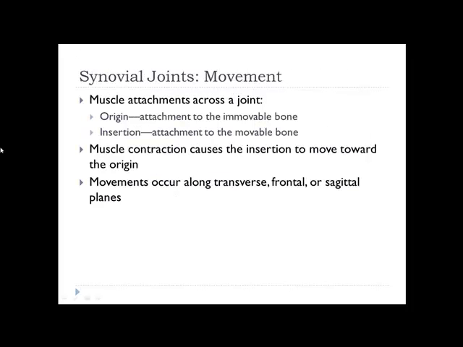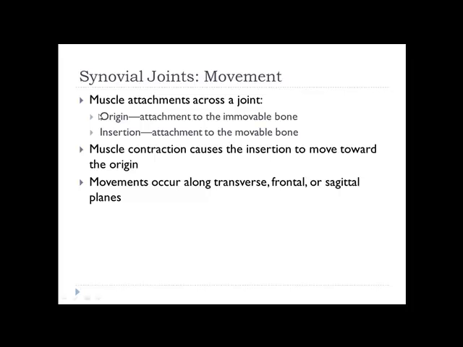So with our muscle attachments, we're going to have origins and insertion. The origin is going to be the immovable bone, and the insertion is going to be the movable bone. Think of it this way. Some of my brachialis muscle goes from my humerus into my ulna. When I contract, my ulna moves, my humerus stays still. Okay? So that is going to be the rule of thumb.